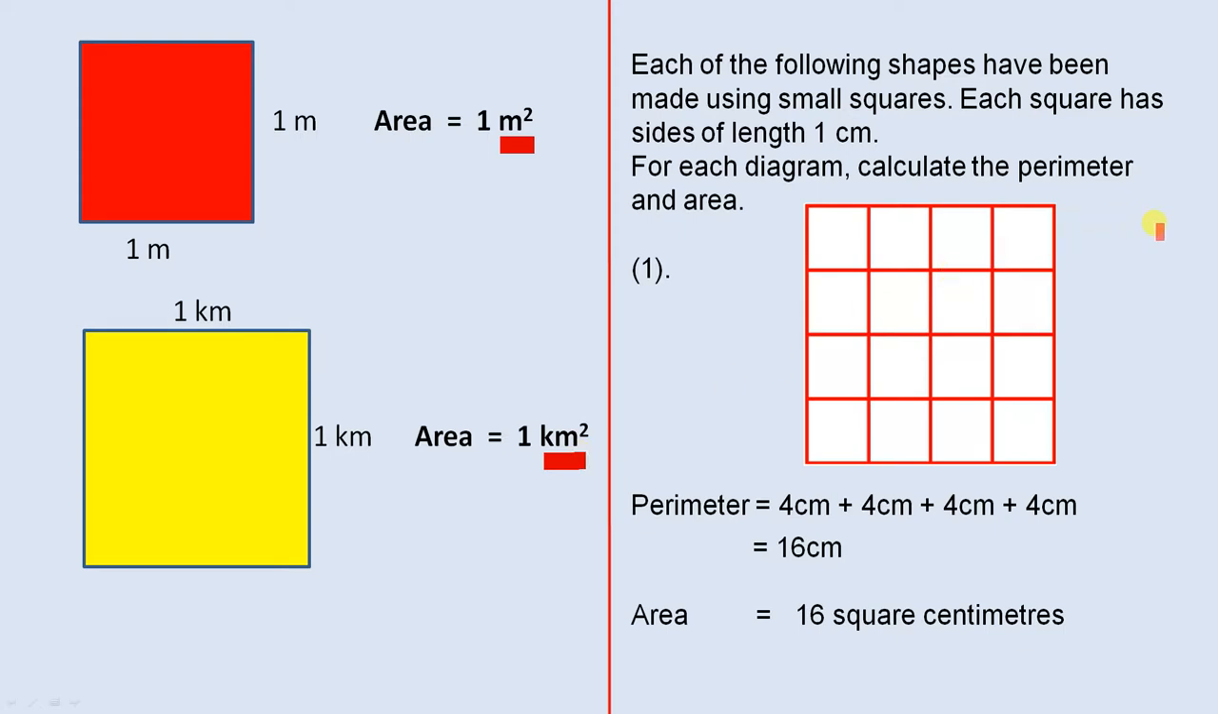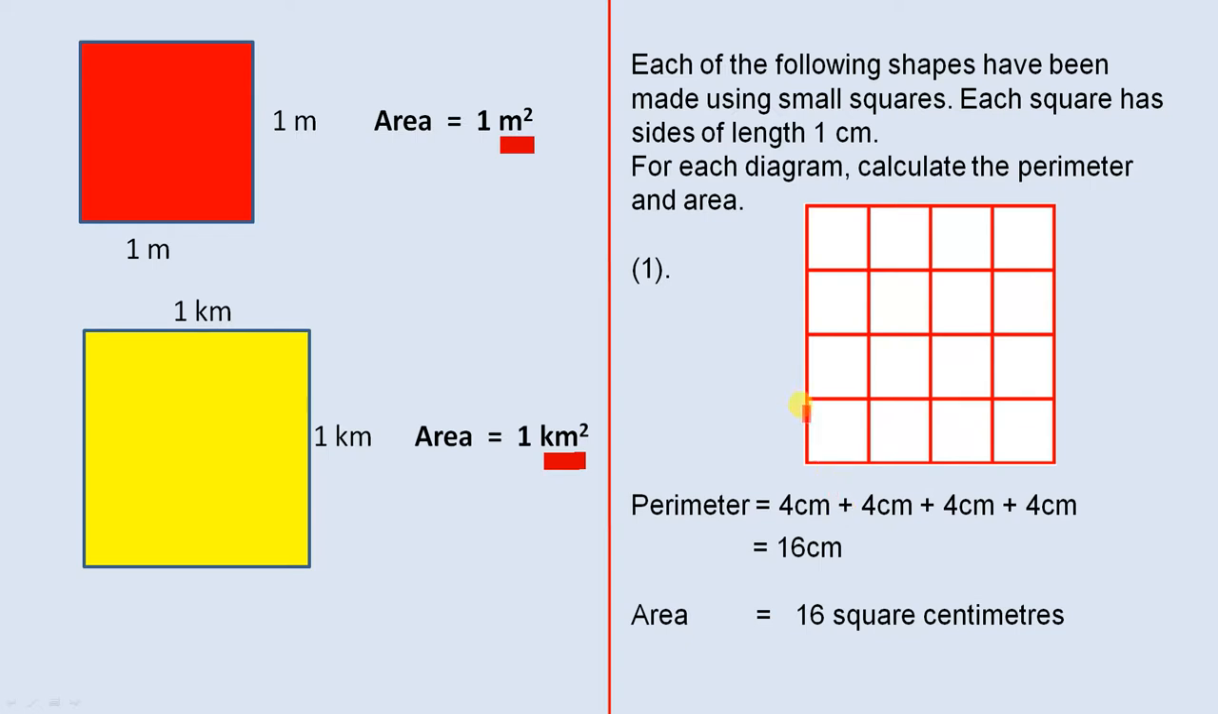I've got a few exercises here for us to think about. Each of the following shapes have been made using small squares. Each square has sides of length 1 centimetre. For each diagram, calculate the perimeter and area. Now, we saw how to do perimeter in the last video, so that won't be difficult, and we've just seen how to do area here. So let's start with perimeter first.